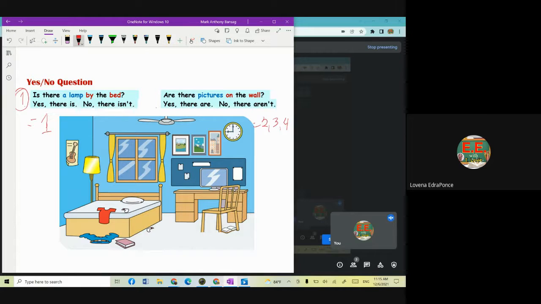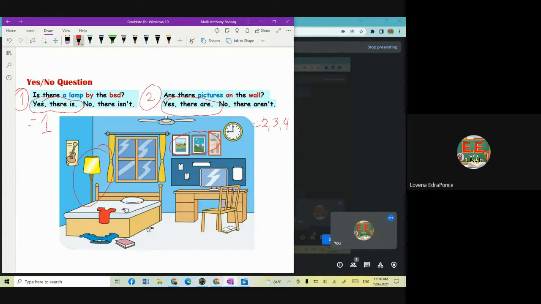Now, for example, question number one. Is there a lamp by the bed? Yes, there is. So this one is the answer. How about question number two? Are there pictures on the wall? Yes, there are. There are pictures on the wall.